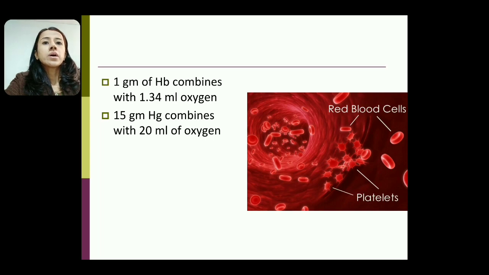Now, red blood cells contain hemoglobin, and hemoglobin carries oxygen. 1 gram of hemoglobin combines with about 1.34 ml of oxygen. So, when hemoglobin concentration is normal, that is about 15 gram, it can combine with 20 ml of oxygen, which is known as the oxygen carrying capacity of blood. That is, about 20 ml of oxygen is carried by 100 ml of blood.